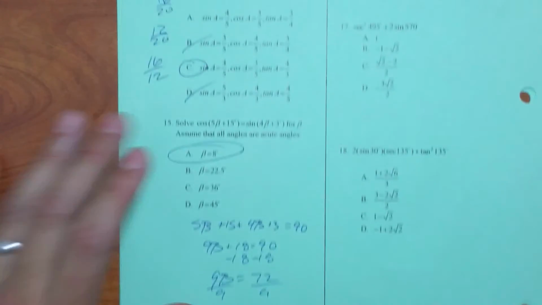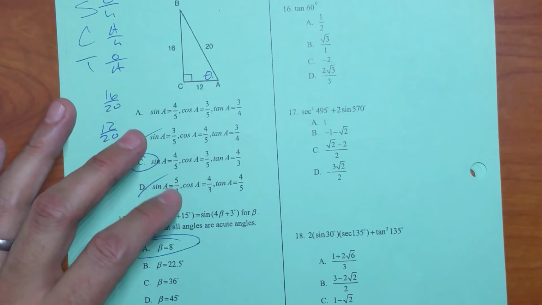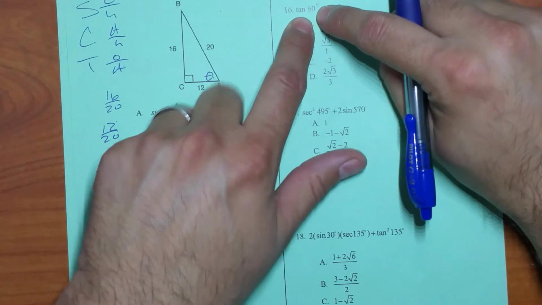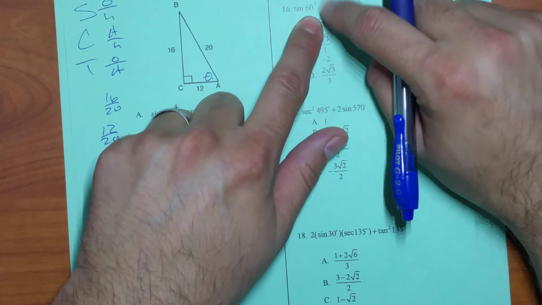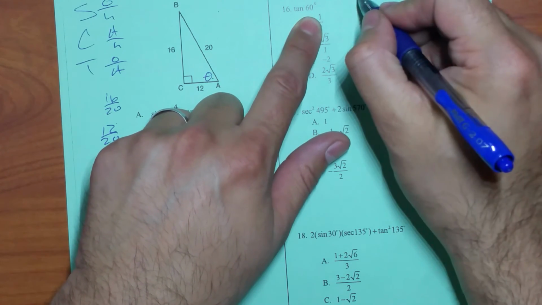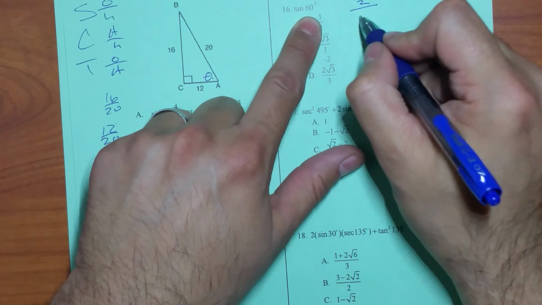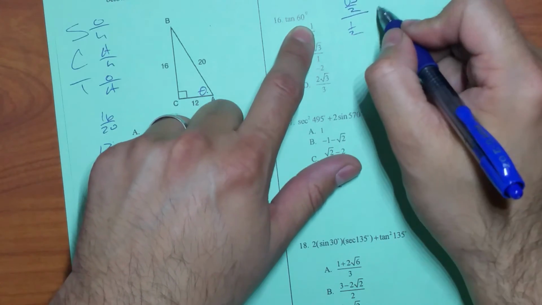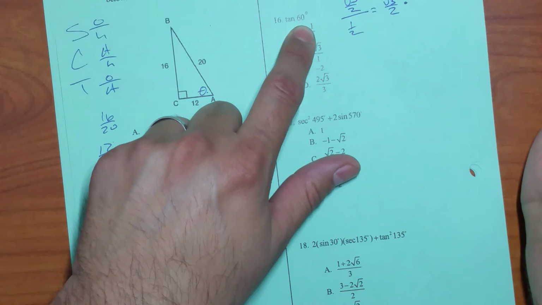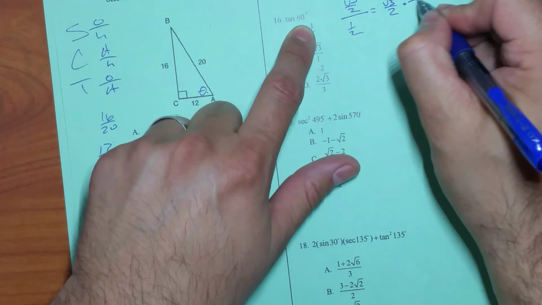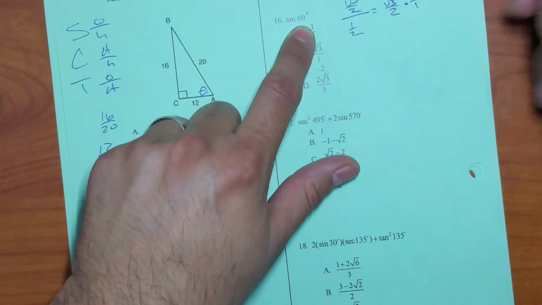All right. Now, for number 16 right here, tangent. So we know tangent is going to be y over x. So from my unit circle, I'm going to pick these numbers out at 60 degrees. The y value is square root of 3 over 2, divided by the x value, which is 1/2. And then it's square root of 3 over 2 times 2 over 1. Remember? We flip it. When we're dividing, we multiply by the reciprocal.